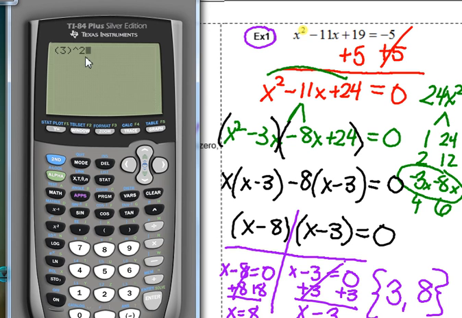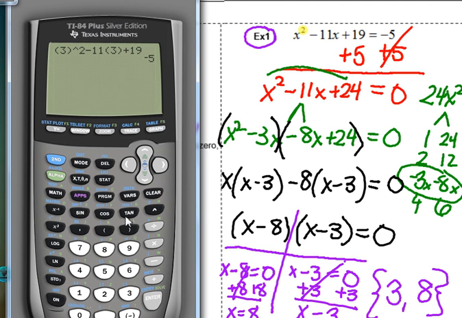Okay, remember your calculator will look a little bit different. Then minus 11 times 3 in parentheses, and plus 19. And you can see that we are correct. It does equal negative 5.